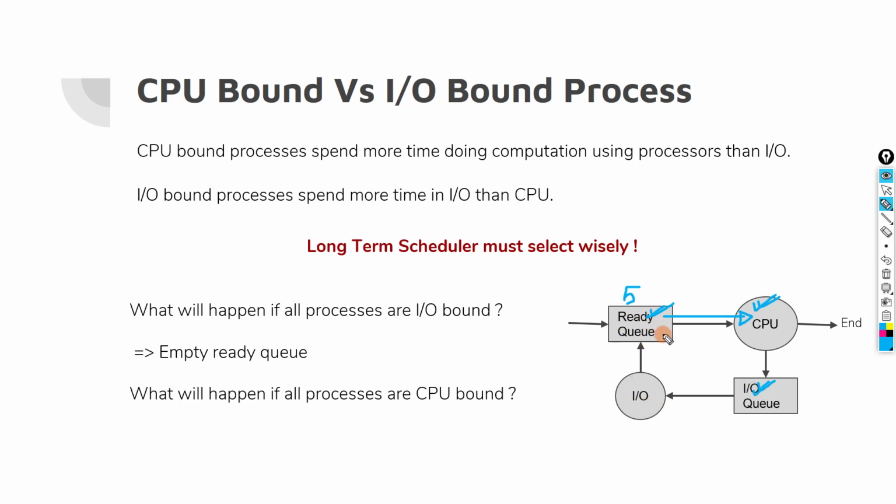So if all the processes are CPU bound, what will happen? The IO queue will be empty because the processes don't need IO devices, right? So if all the processes are CPU bound, the IO queue or waiting queue will be empty. That is why the long-term scheduler must select the processes very wisely, so that the ready queue and the waiting queue or the IO queue don't stay empty all the time. Okay.